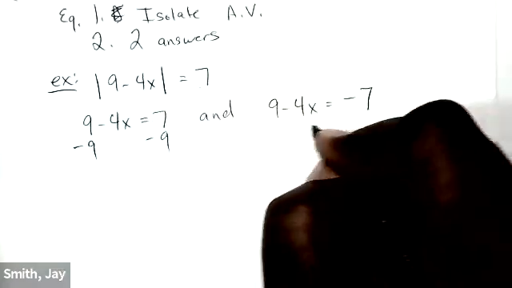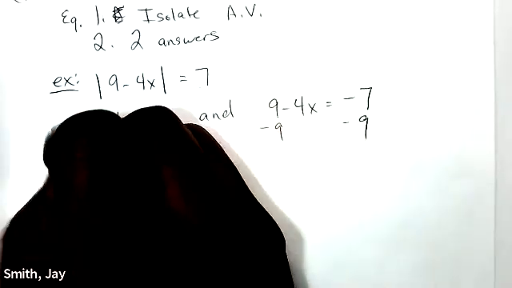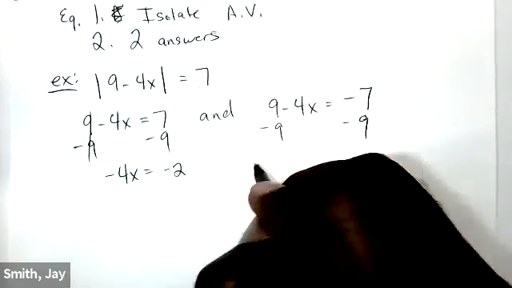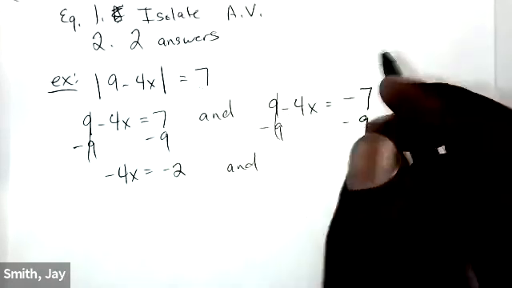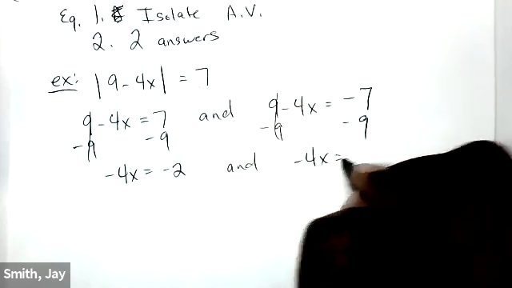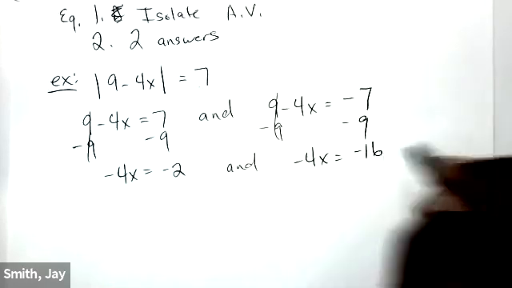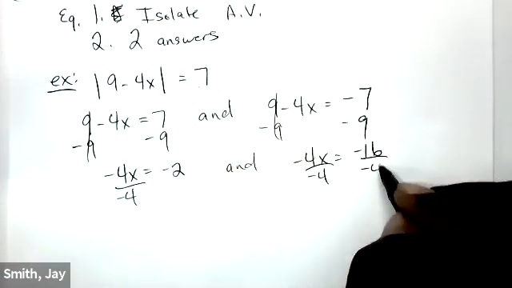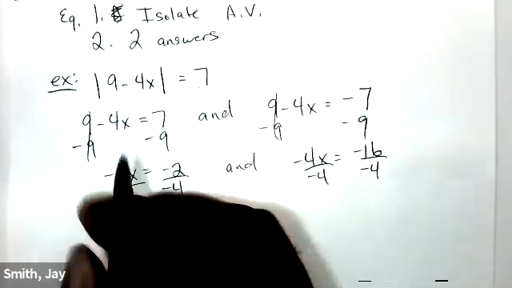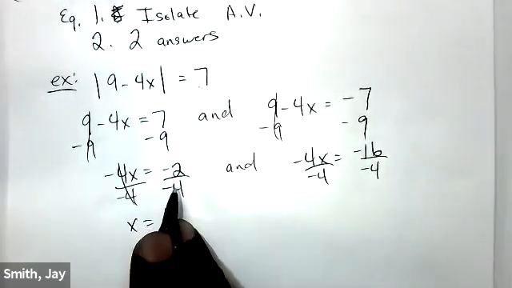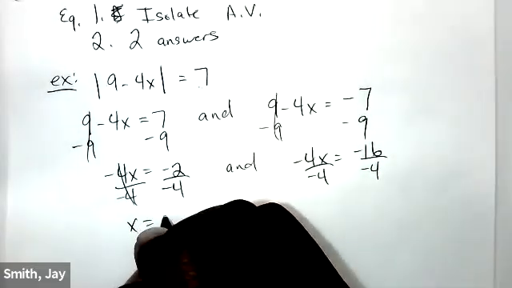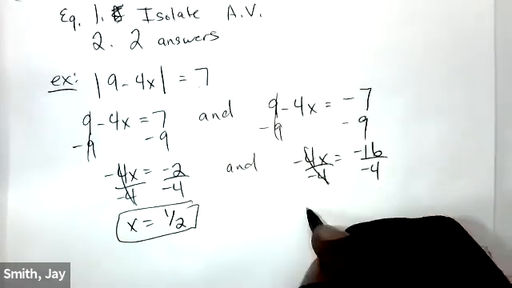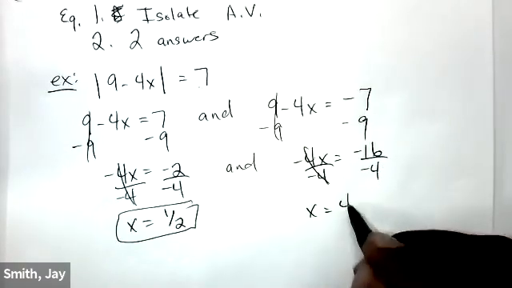First step, subtract 9 from both sides. That's going to give me negative 4x is equal to 7 minus 9, which is negative 2. Here, negative 4x is equal to negative 7 minus 9, which is negative 16. And to get the x by itself, divide. So that's going to give me x is equal to negative 2 over negative 4, which reduces down to a positive 1/2. And negative 16 divided by negative 4 gives me a positive 4.